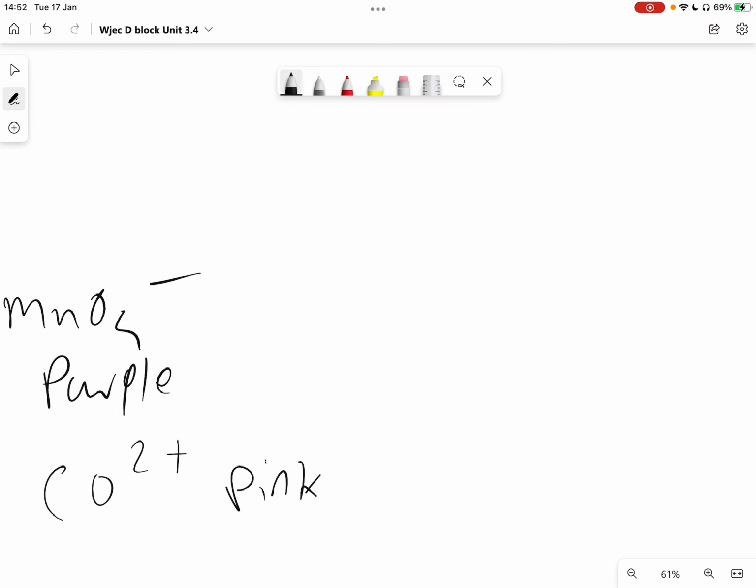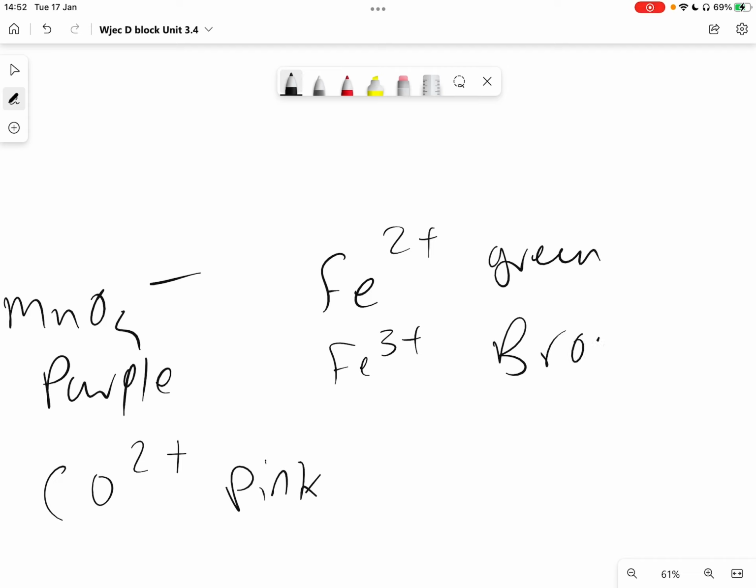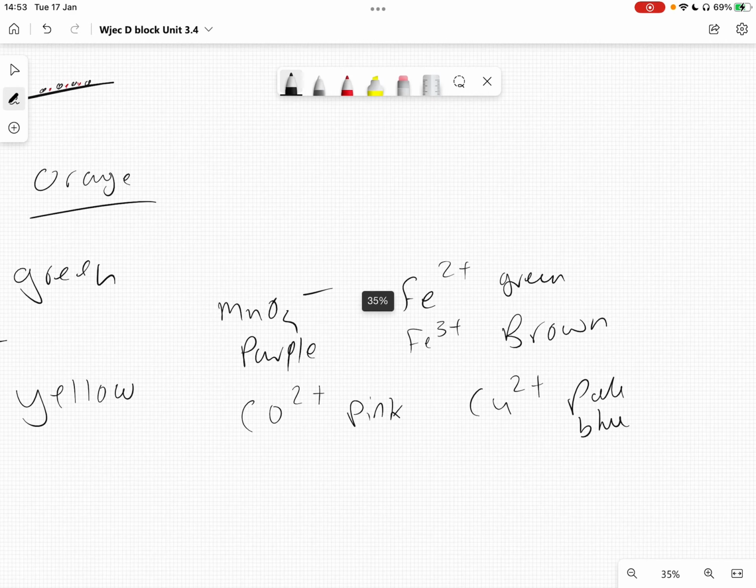You need to know both of the iron ions. So we have iron 2+ and iron 3+. Iron 2+ is this pale greeny colour, and iron 3+ is brown, like a rusty brown colour. And our copper 2+ is pale blue, sort of the colour you'd see with the copper sulfate solution you'd see lying around the chemistry desks in school. Okay, so they're the colours you need to know.